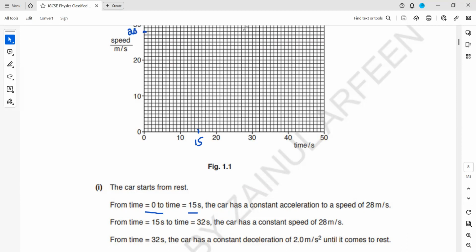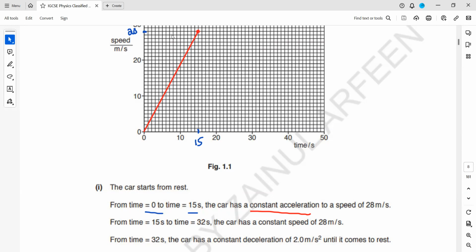So when the time is 15, the speed is 28. So we have this point. But as you can see, from 0 to 15 seconds, it has a constant acceleration. In a speed time graph, how do we represent constant acceleration? It will be a straight line passing through the origin until it meets the point where it reaches a speed of 28.